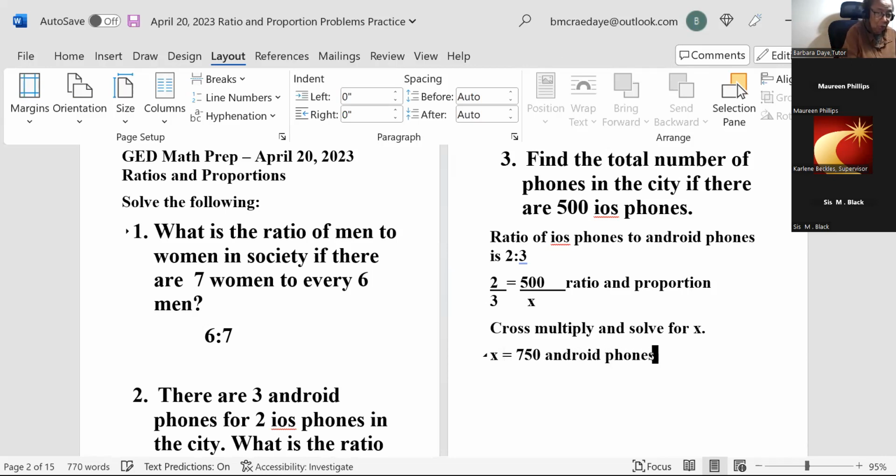And then the sum total of Android plus iOS is 750 plus 500, right? And that gives you what? 1,250 total. So that's the total of iOS and Android phones, because iOS is the iPhone.